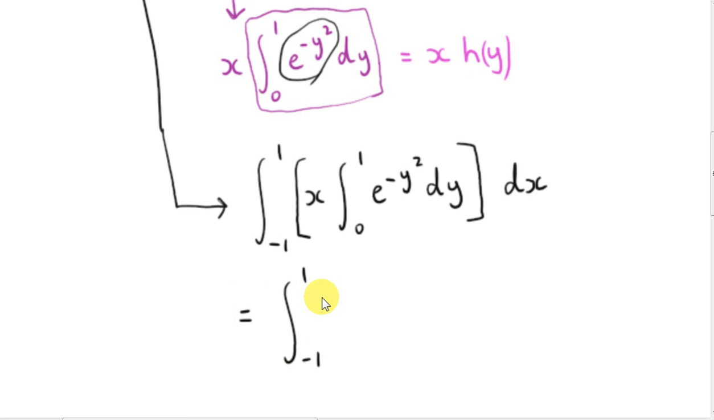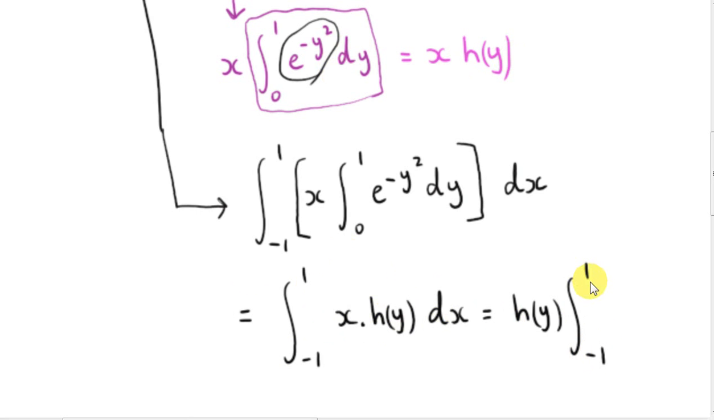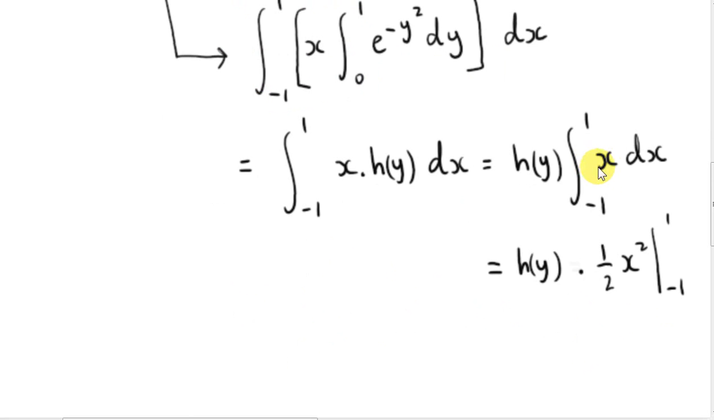So we can write our problem like this: x times h of y dx. We don't know what h of y is because we can't solve this integral algebraically. But you see now that since we're integrating this quantity with respect to x, y is treated as a constant. So we can take h of y outside the integral sign. Integrating x with respect to x gives us a half x squared.